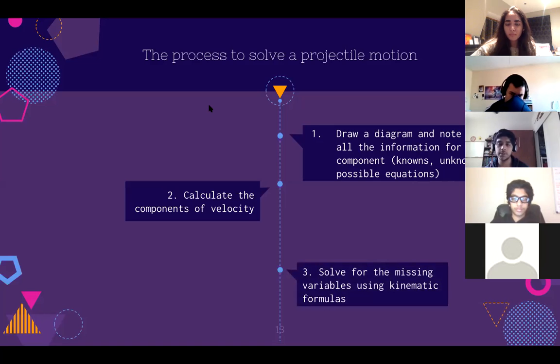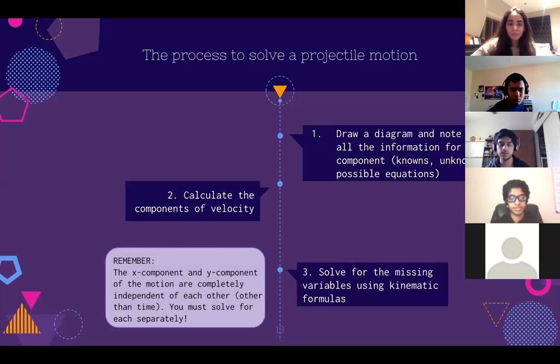Finally, you just solve for the missing variables using the formulas. This is one of the easier steps because you've already organized everything, right? You know what you have to plug in and you know what you need to find. So now you just solve for it, plug in your values, and you're done with the problem.